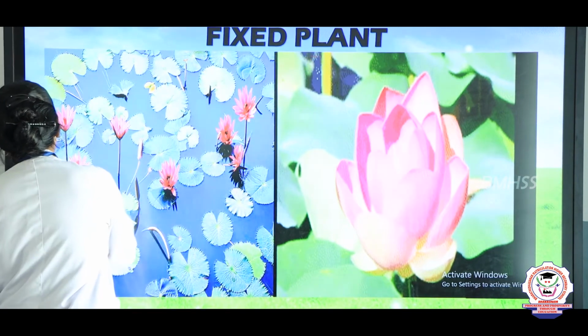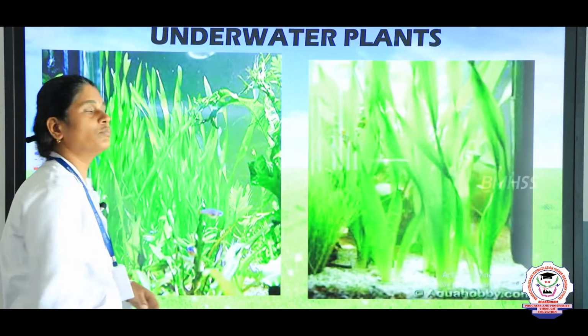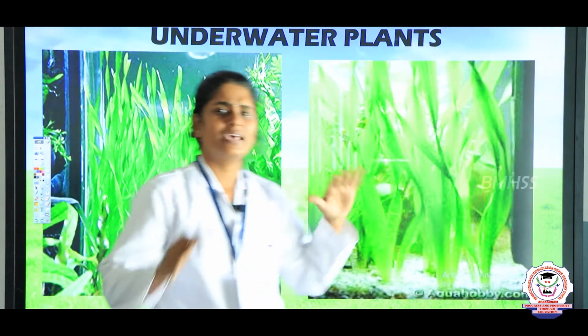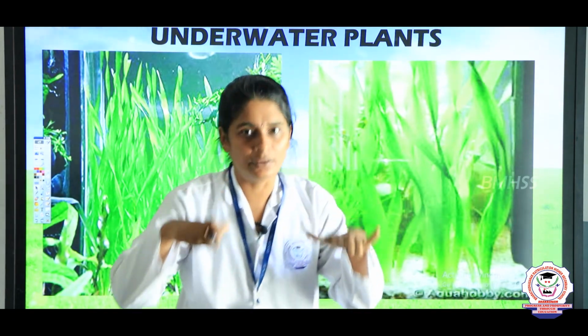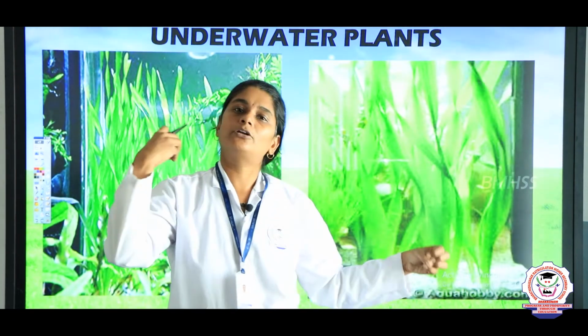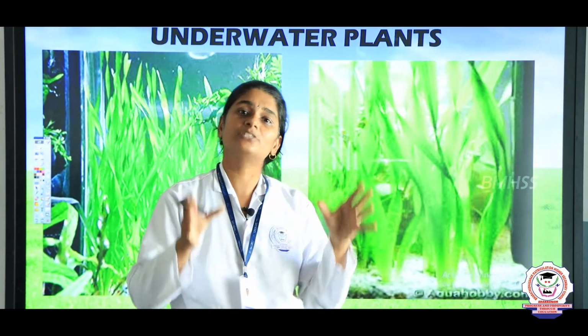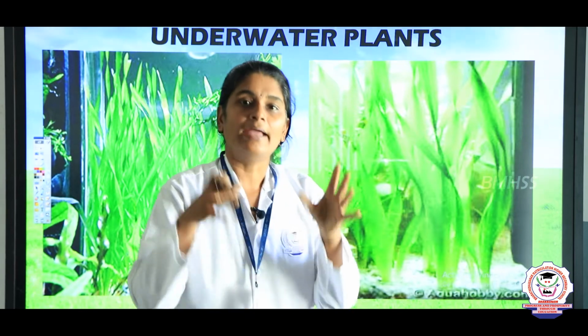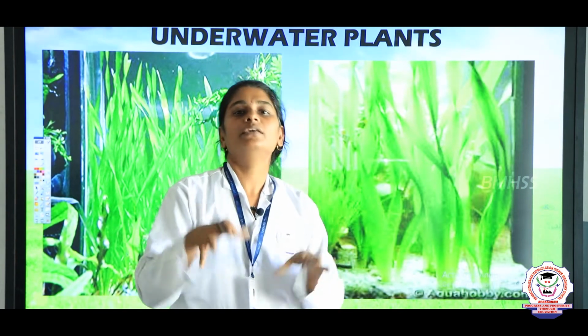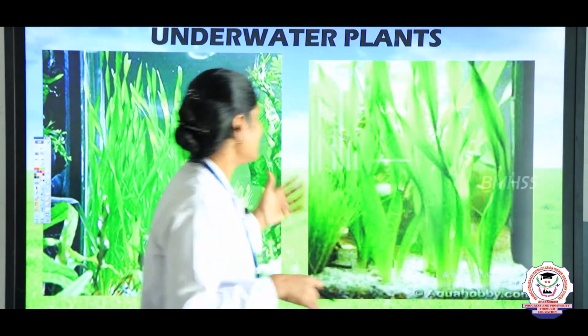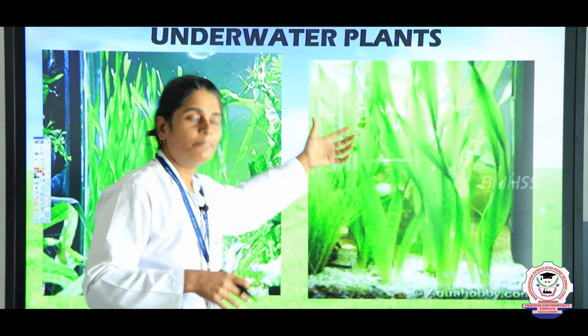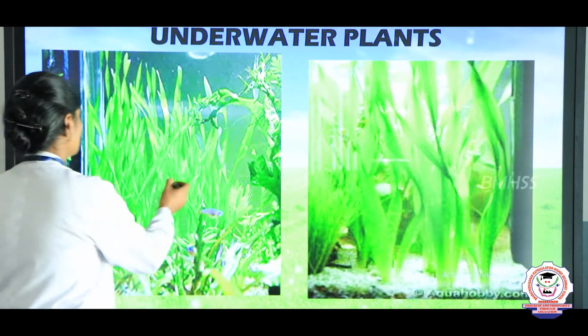The third one that we are going to see is underwater plants. These plants are completely submerged inside the water. We cannot see any part of the plants above the water. These plants grow completely inside the water, and the roots, the leaves, everything are present inside the water. What are the examples of submerged, that is underwater plants?